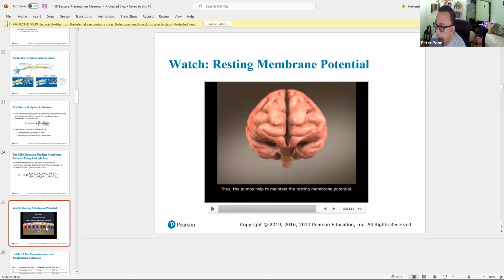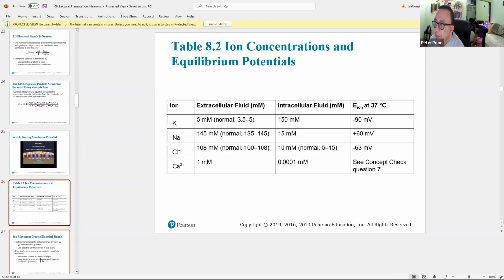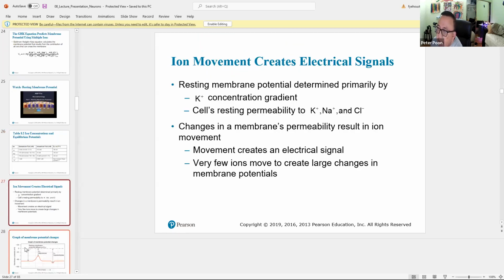Hopefully that makes sense. Remember, the most important thing is that the resting membrane potential is -70. We're going to play around with that now. So, -70 is the default. You can calculate the membrane potential of calcium, and you'll realize there's a lot more calcium on the outside than on the inside. And you'll see which way the charge goes.